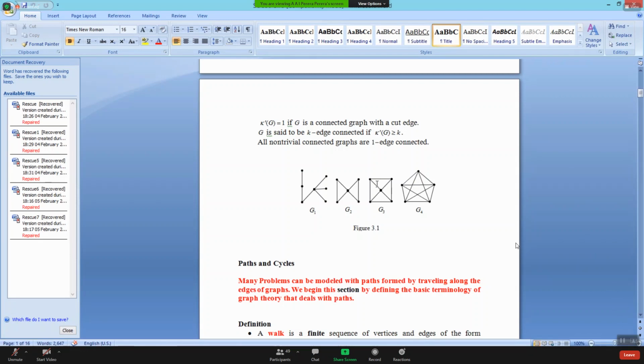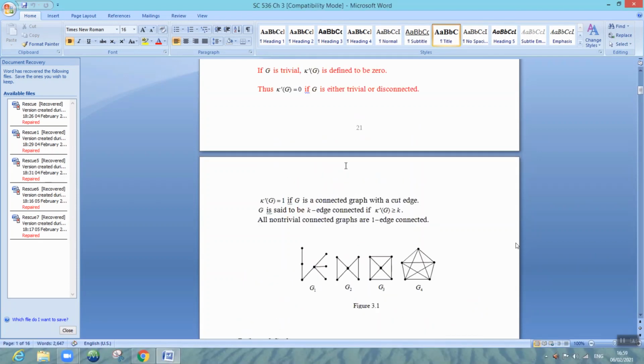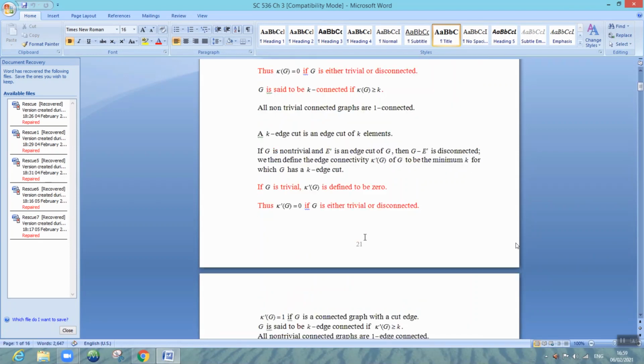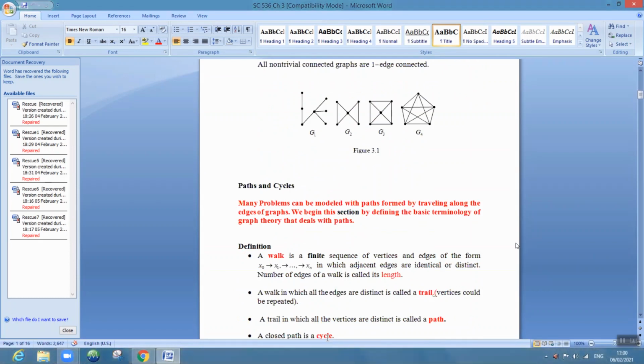Okay, so these are the 4 graphs. You have to try to understand this page. This is difficult, so we are not using much of it, but we have to understand what we mean by vertex connectivity and edge connectivity. Then we go to the path and cycle.